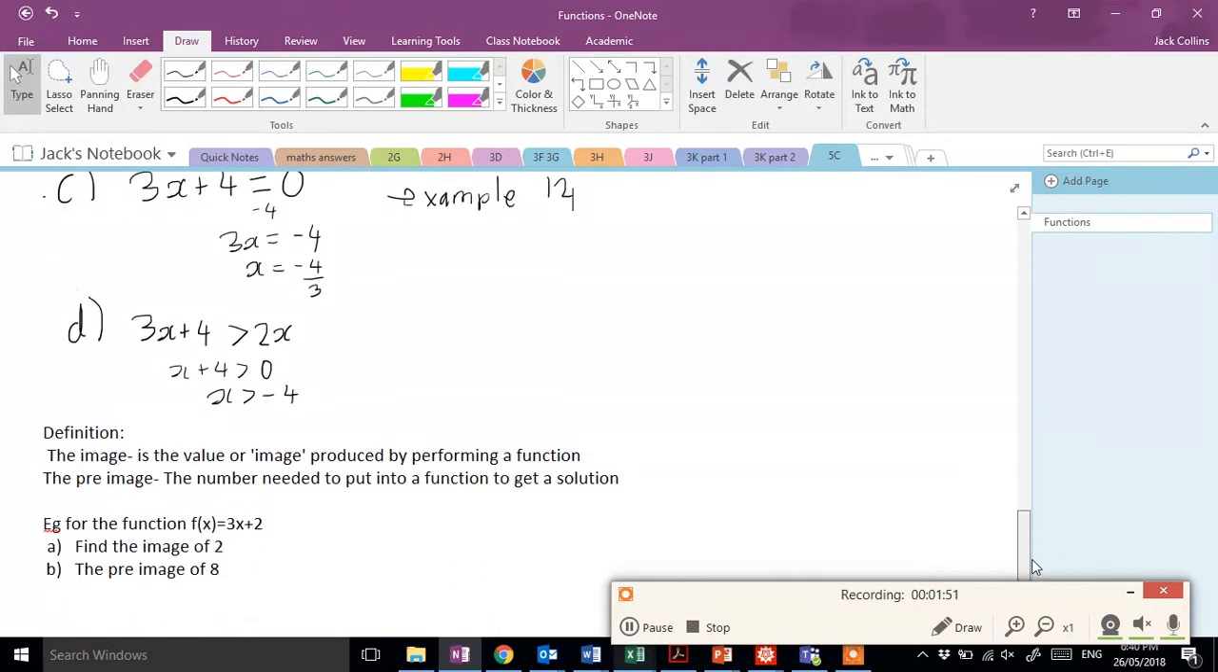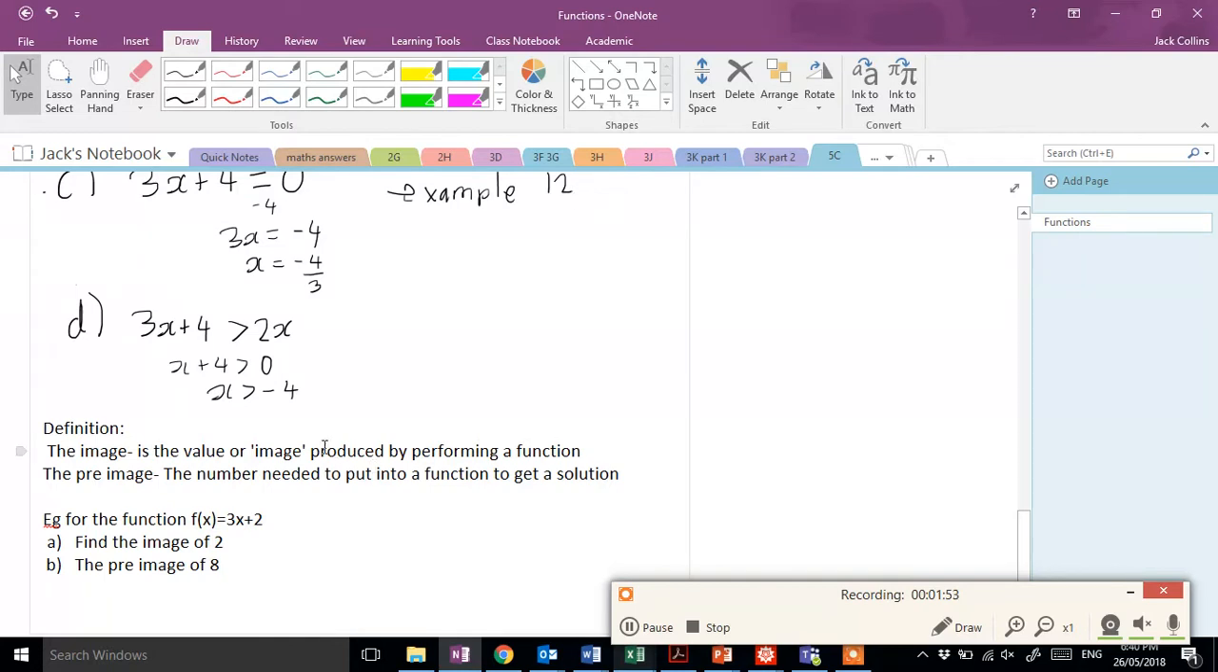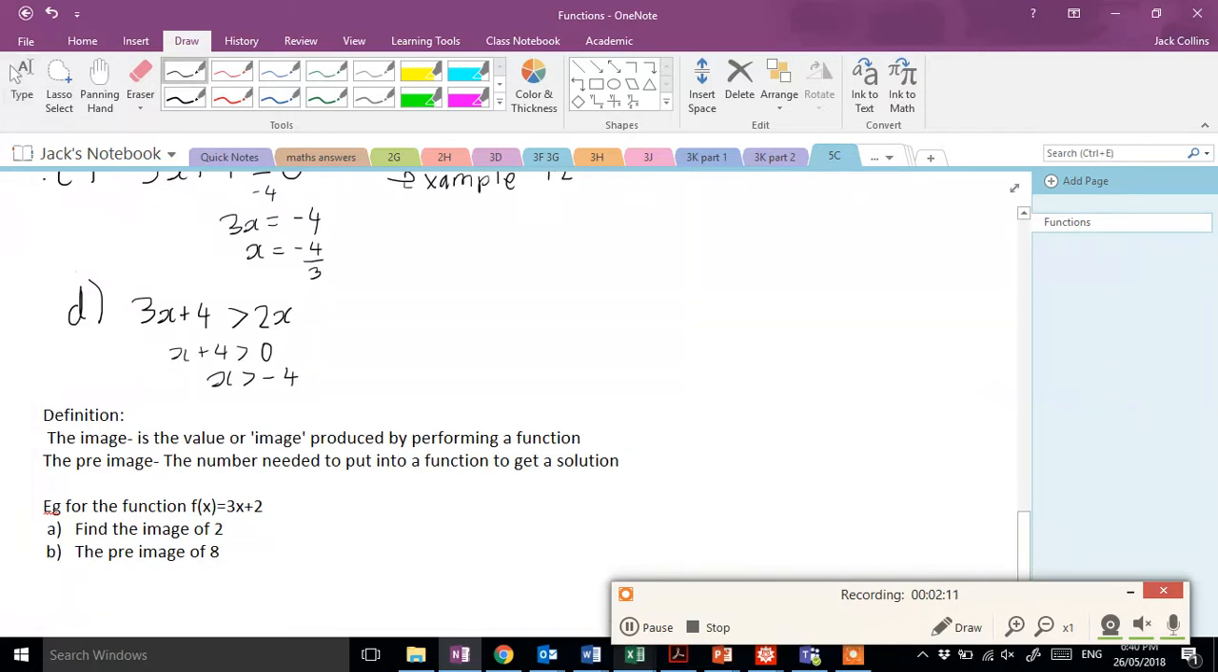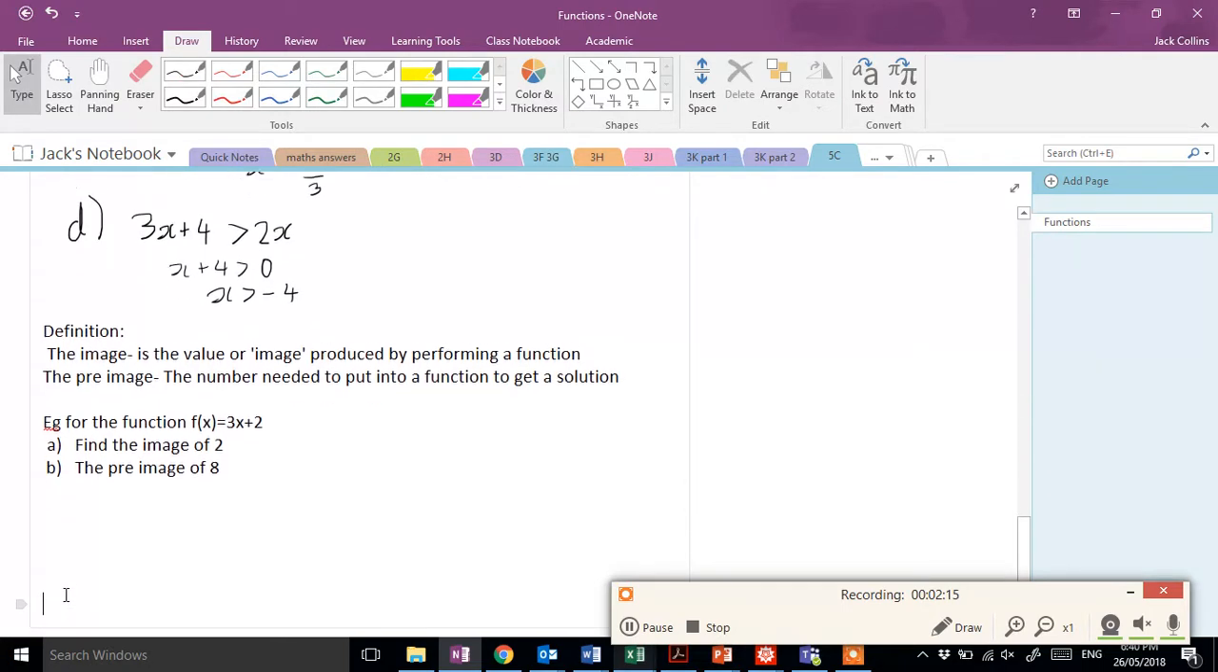One more quick definition that's used in exercise 5C is the idea of the image and pre-image, which sounds confusing, but it's pretty straightforward once you see a couple of examples. The image is the value produced by performing a function, while the pre-image is the number needed to put into a function to get a solution. That's a bit wordy, but if you have a look at an example, you'll find that it's nothing new for you guys.